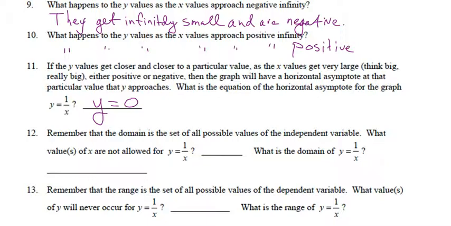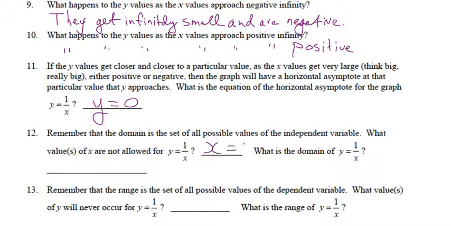Now, when we're talking about horizontal asymptotes, we're talking about lines as we go to infinity, right? I mean, you may cross an asymptote close in, but it's what happens. So you might have a curve that comes up above and then goes below and stays infinitely close, something like that. That's fine. You can cross it. But what we're talking about with a horizontal asymptote is the values as we tend to infinity, both positive and negative. Remember, the domain is the set of all possible values of the independent variable. What values of x are not allowed for y equals 1 over x?